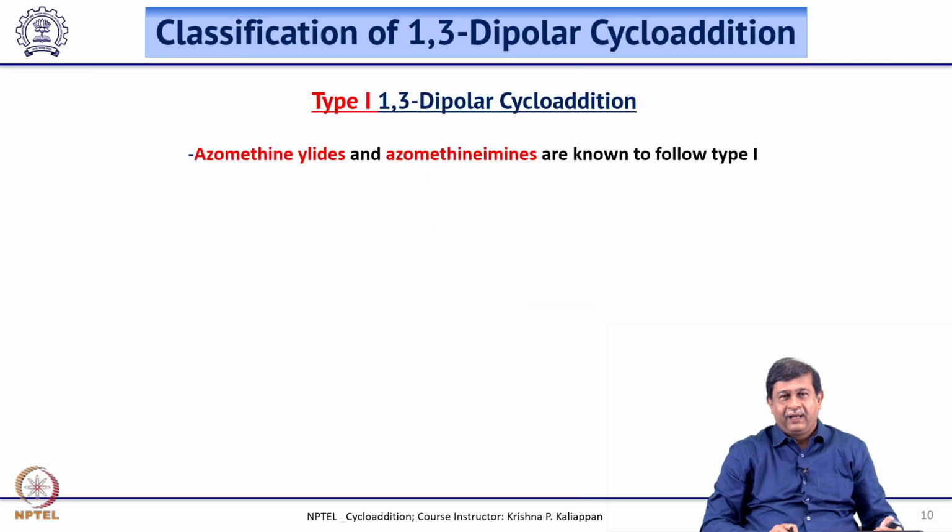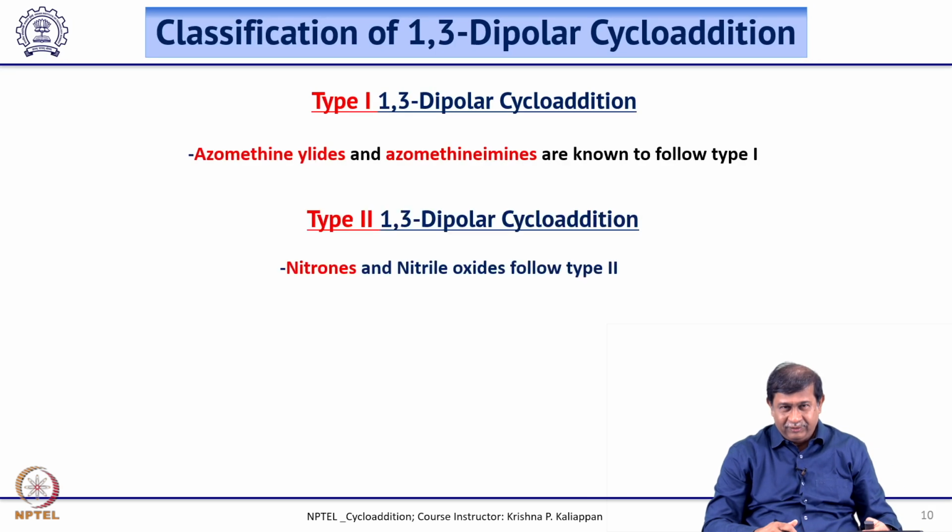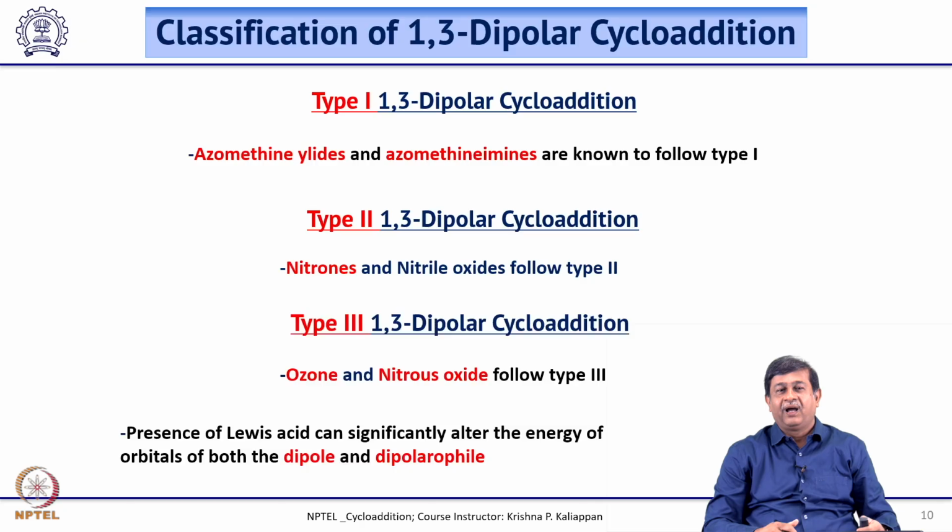Okay. And which dipoles will undergo type 1, which dipoles will undergo type 2 and type 3 and so on. Azomethine ylides, azomethine imines are known to undergo type 1. Nitrones, nitrile oxides, they undergo type 2. Ozone and nitrous oxides follow type 3. So, this is when you mix these two and then do the 1,3-dipolar cycloaddition reaction by heating.